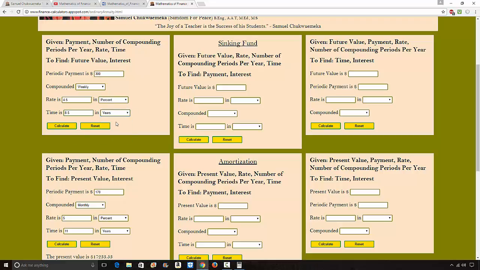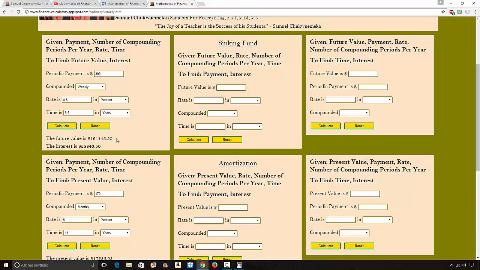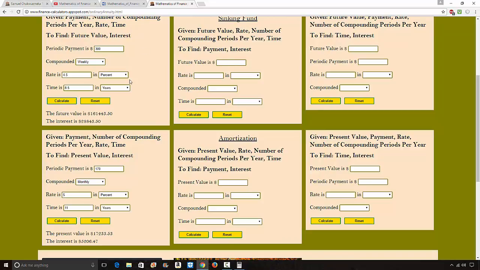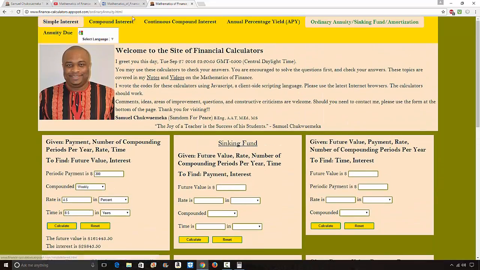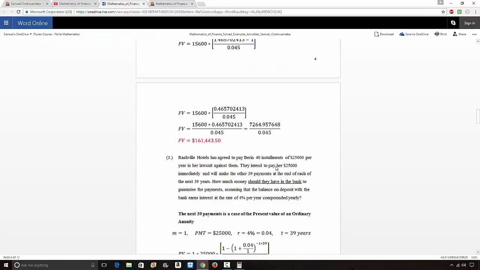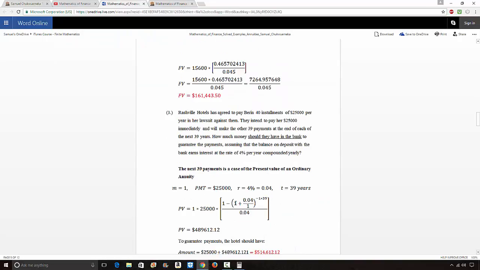8.5 years. And this is the future value. Okay, if you have to use decimal here, then you change this to 0.045, and it still gives you the same thing. See that? But if you use 4.5, you have to make sure you select percent. Okay, go ahead and look at it, and you can also test these ones here. I think the rest of it has to do with what we've already done.